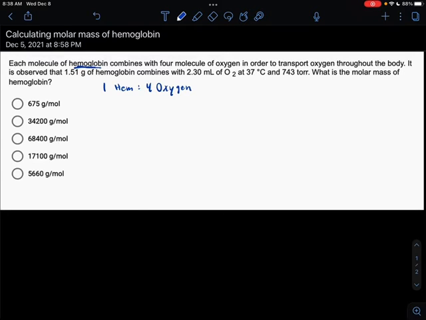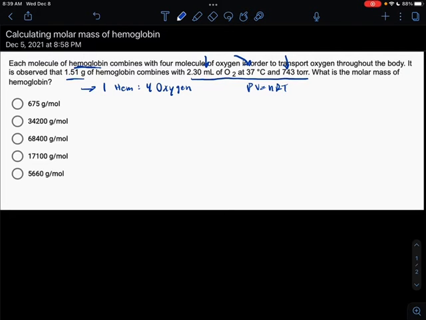We want to remember that because we will use it later in the process of solving this. It says it's observed that 1.51 grams of hemoglobin combines with oxygen, but it doesn't tell you the exact amount of oxygen in grams. Instead, we're given a volume, a temperature, and a pressure. With those three things, we can move forward with the ideal gas formula.